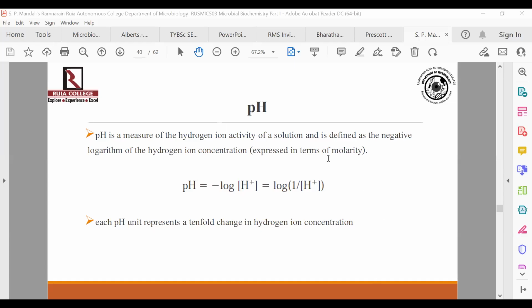Okay, so I think we can start with our discussion. Today we will be speaking about the effect of pH on microbial growth.